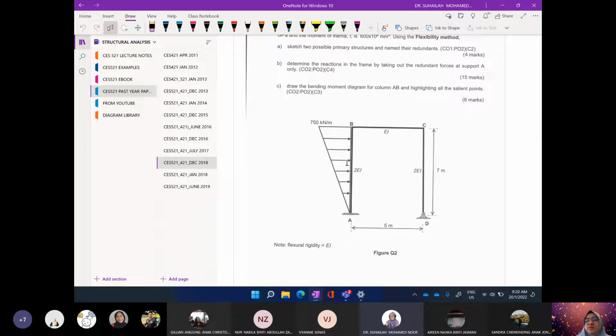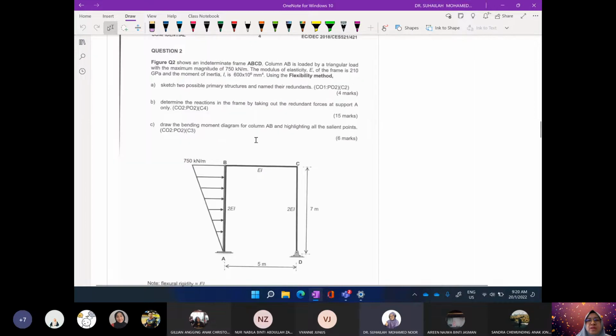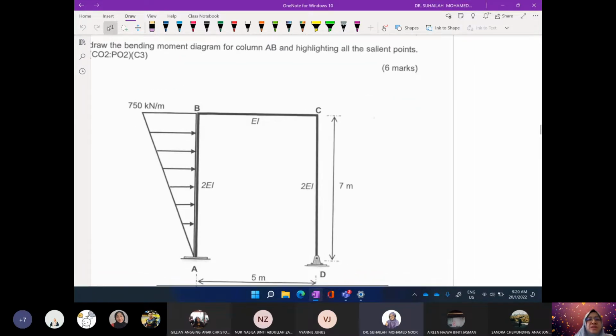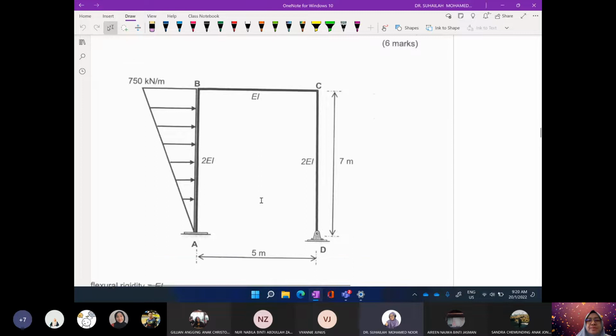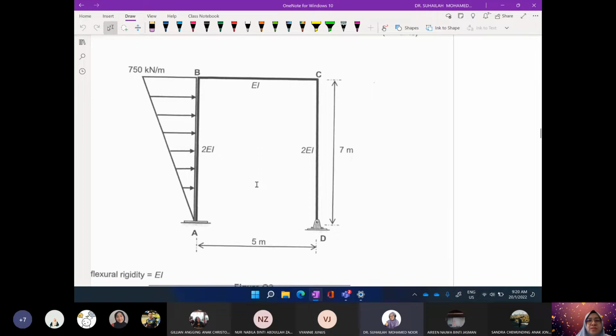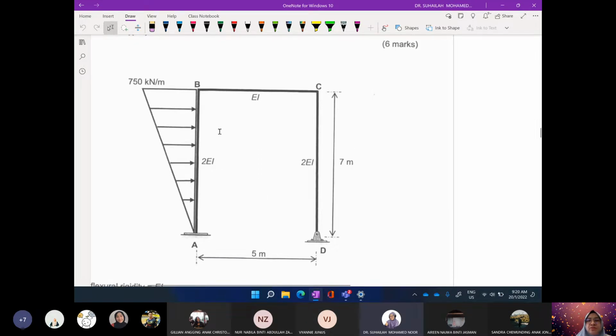This question we can analyze using MDM. Even though this is a flexibility method question, we can actually solve it using the moment distribution method. A is fixed, D is pin, so we will analyze this using the moment distribution method. This is a side sway frame due to loading, because the loading comes from the left side, so the frame will tend to sway to the right direction.